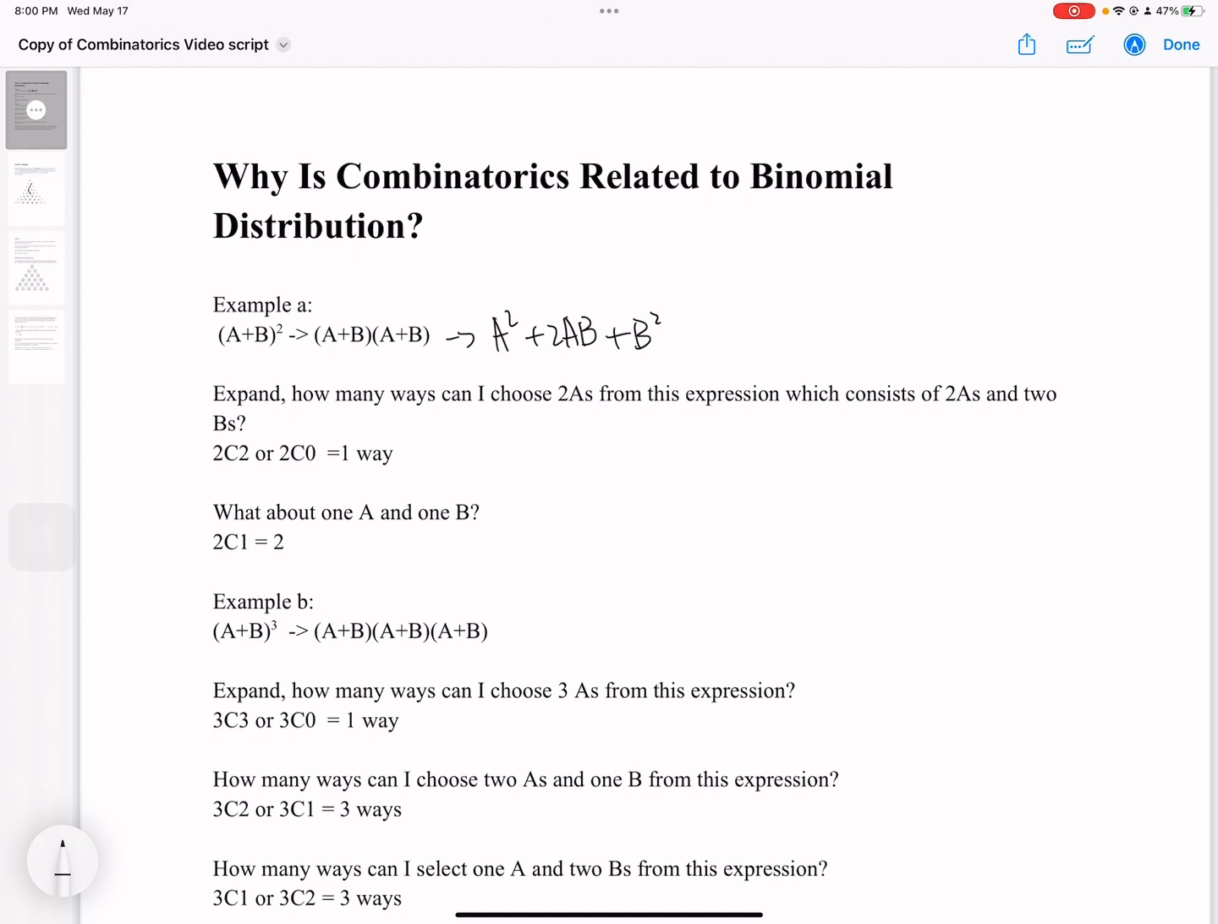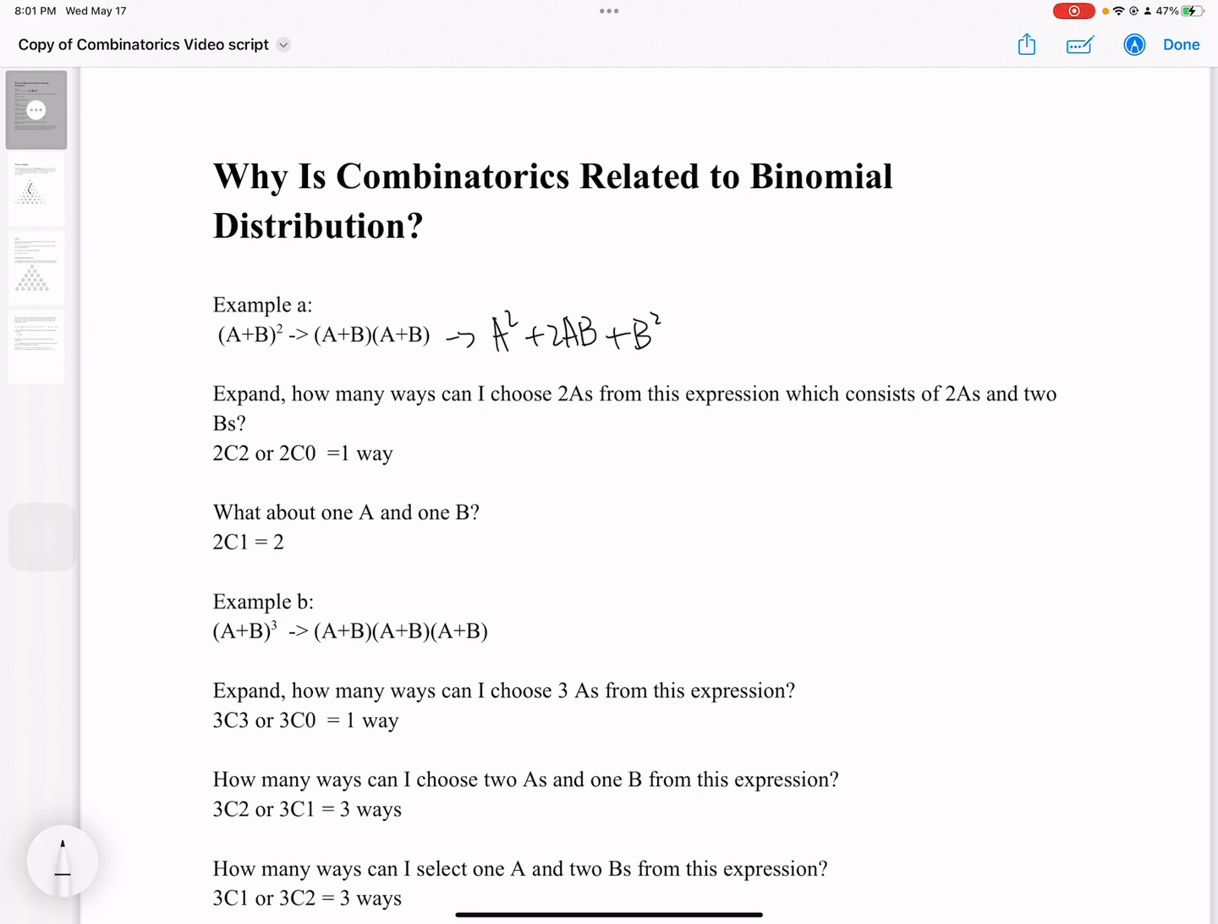After expansion, how many ways can I choose 2 a's from this expression, which consists of 2 a's and 2 b's? That's either 2C2 or 2C0, which equals one way. But what about 1 a and 1 b? That should be 2C1, which is two ways.